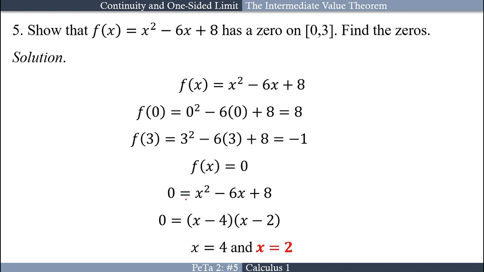To do that, we have this equation: 0 is equal to x squared minus 6x plus 8. As we can see, this trinomial is factorable by x minus 4 and x minus 2. The values of our x are 4 and 2. To be specific, the applicable x value here is 2 because 2 is in between 0 and 3.